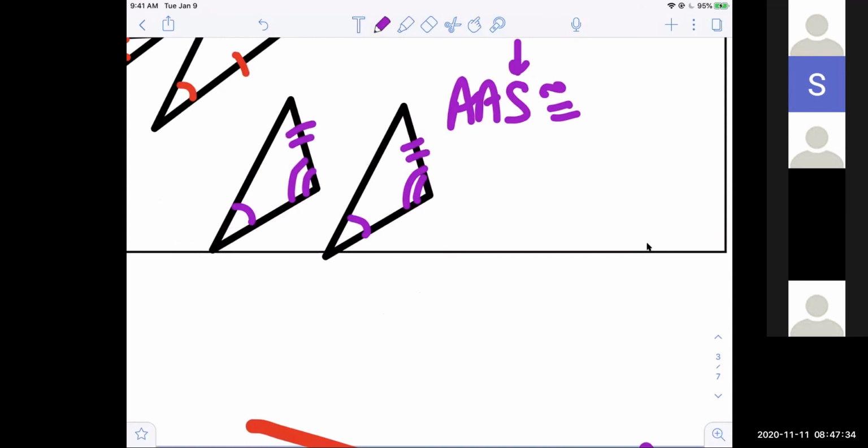Okay, what you cannot use is the included side, because if you had that, then that would be angle, side, angle. So the order of the letters tells you it's 2 angles and a non-included side. So it's like angle, angle, and then a side.